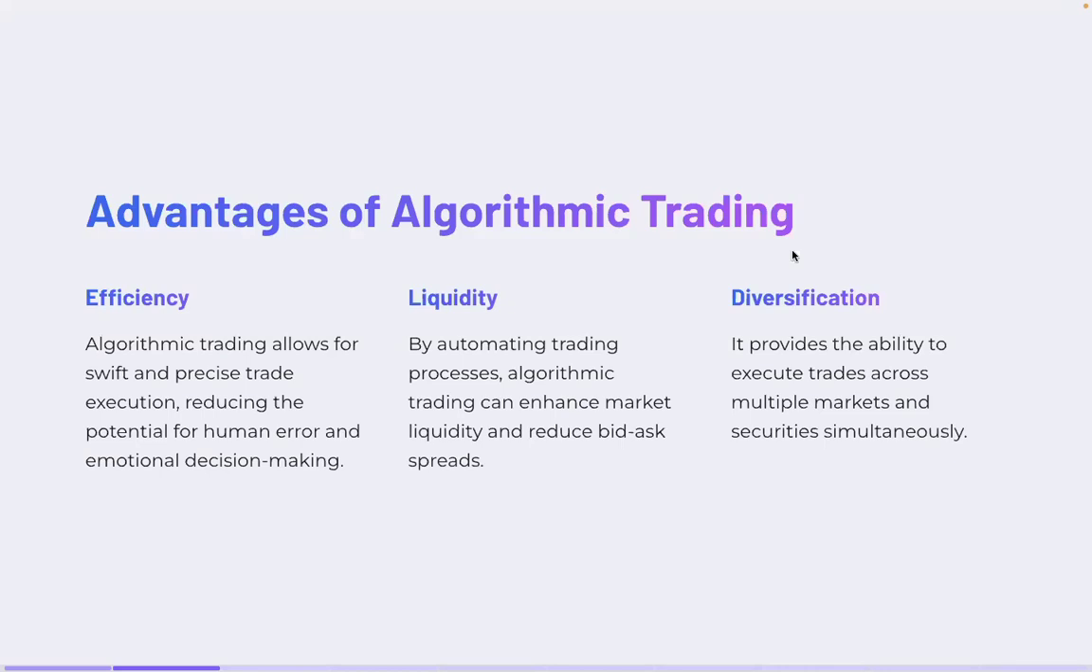An algorithm can do way more than you can these days. You cannot focus on all of the markets or track all of them. Algorithms can, and they will. They can execute trades across multiple markets, working 24/7, and that's a huge advantage of algorithmic trading.